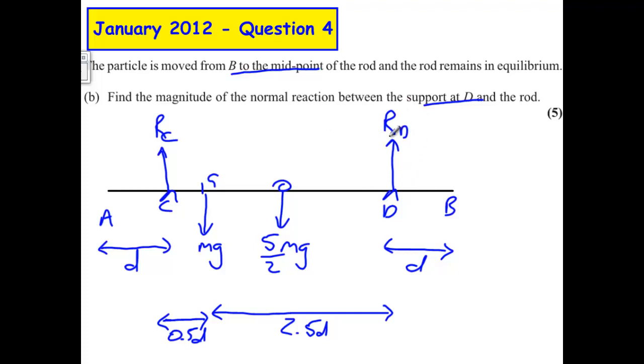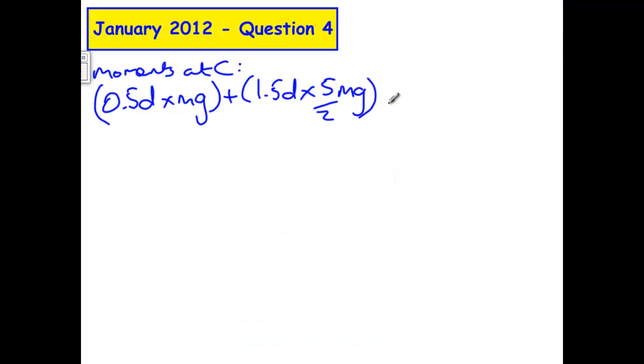Now all of this is equal to the moment acting in an anti-clockwise direction, and that's the reaction force at D. Now remember, because this distance from D to B is d, and the distance from A to C is also d, then the distance from C to D is 3d. So this will contribute a moment of RD, that's the reaction force R with a little subscript D, times the distance 3d.